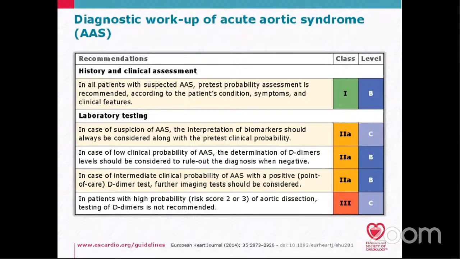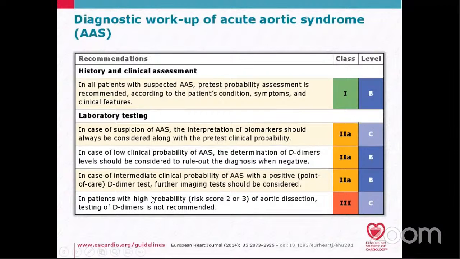It focuses upon the history and clinical examination, focusing, as I said, on the pre-test probability assessment. So you will choose in the next step whether you perform a test of exclusion, like here in a case of low clinical probability, the D-dimer would be a very good test of exclusion to rule out the diagnosis if it is negative, just like the pulmonary embolism.